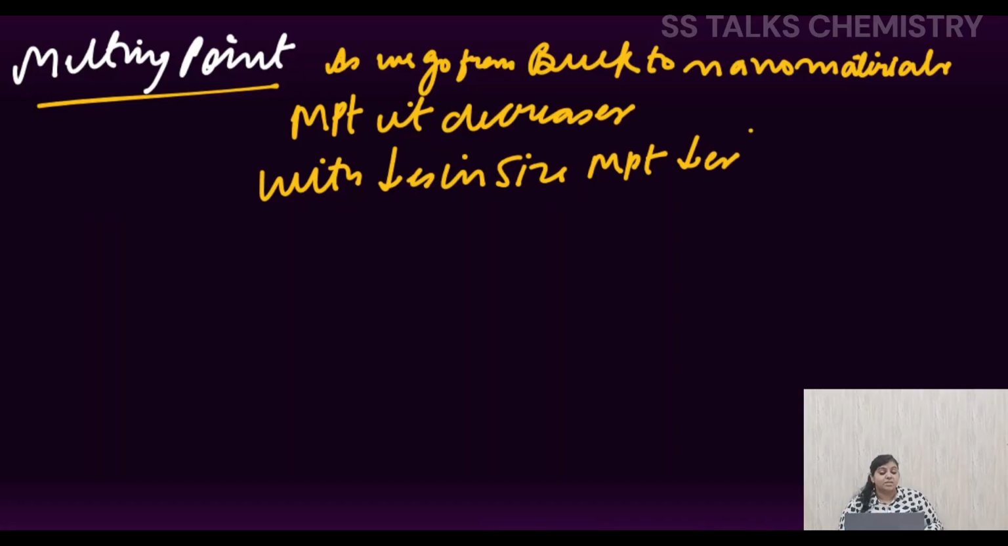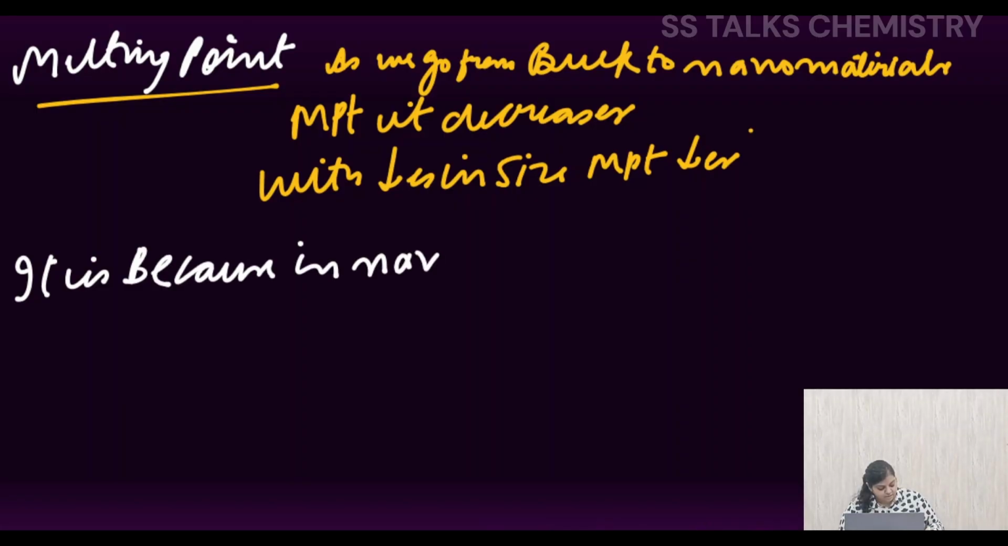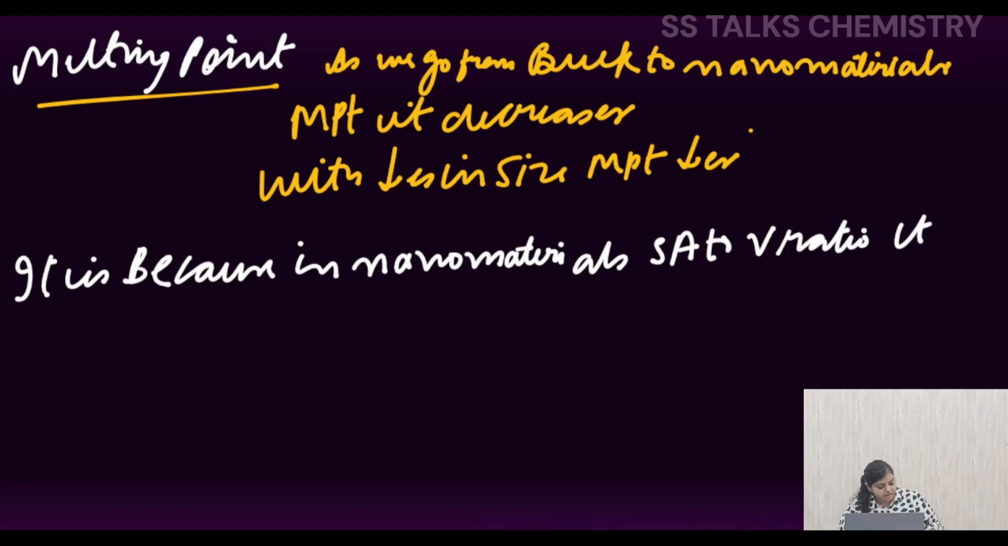Now why is this happening? Again, the reason lies in the surface area to volume ratio. It is because in the nanomaterials, the surface area to volume ratio increases. So how does it affect the melting point? Suppose this is the complete bulk material and I am heating it, so only this surface is available to absorb the heat from the system to melt it, right?